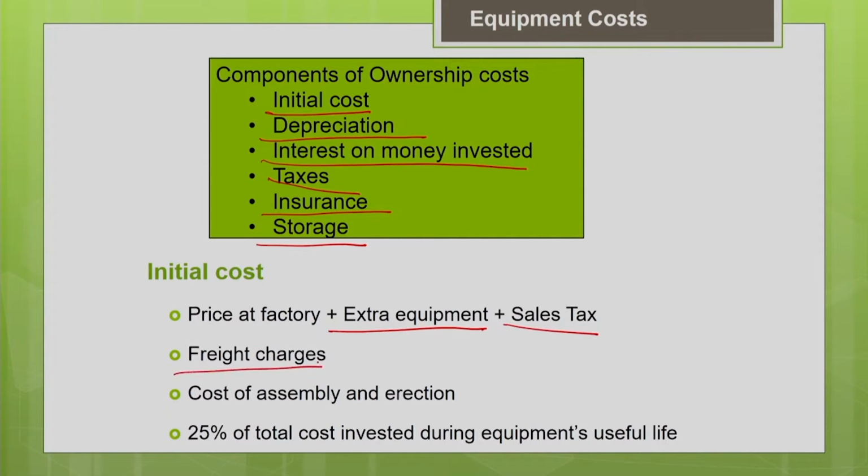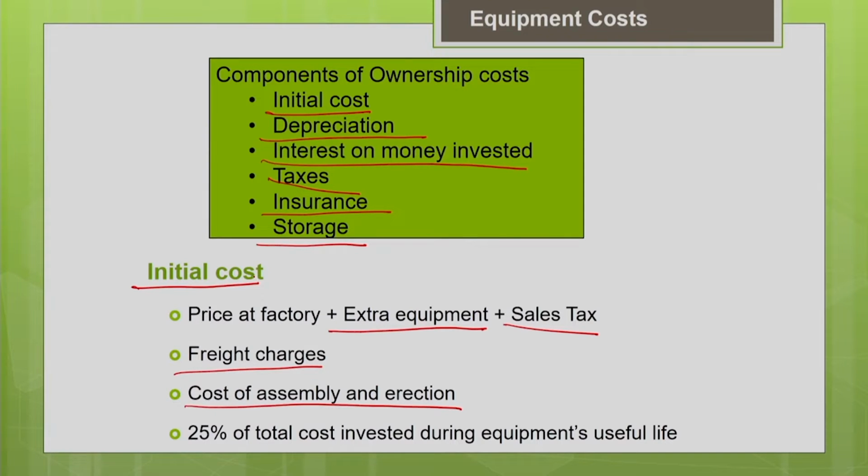The delivery charges or transportation charges or the freight charges needed for the mobilization of your equipment to the project site. And also the cost of assembly and erection of your equipment. It means it includes all the costs, including the purchase price and mobilizing the equipment to the site and getting it ready for the operation. So all the costs involved in this entire process of purchase, mobilization and getting it ready for operation come under the initial cost.